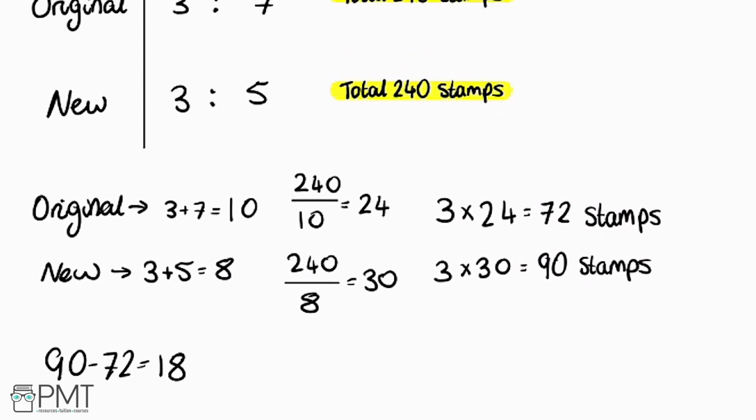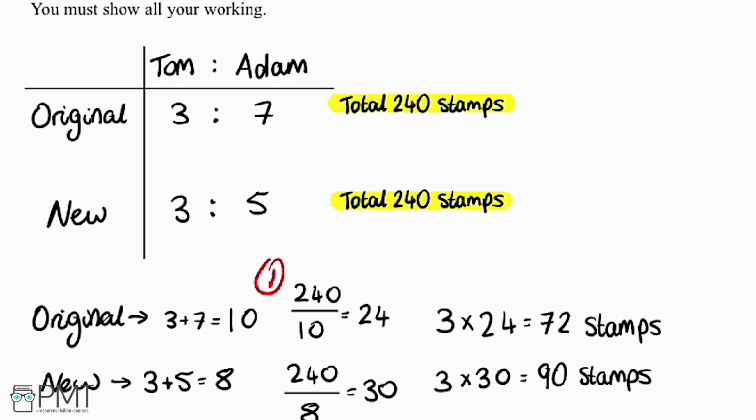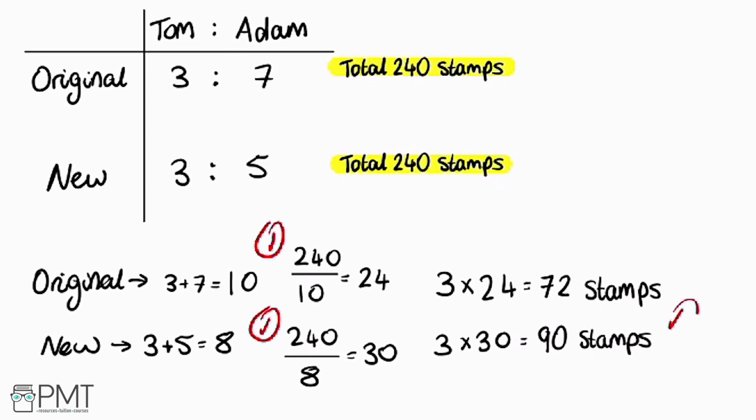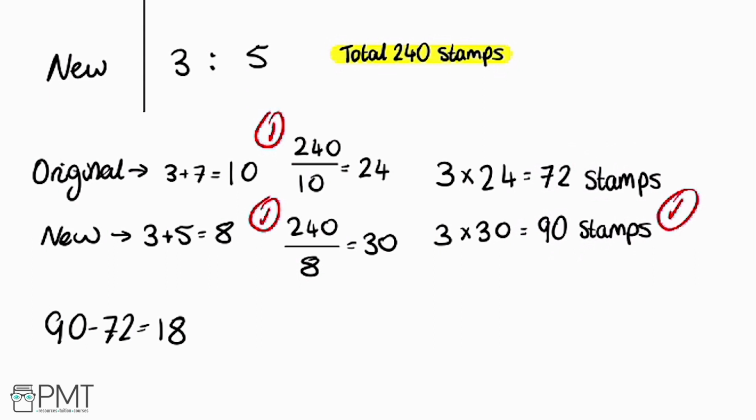the final answer. So going through, we get 1 mark over this step here, 1 here, 1 mark for this step here, and the final mark for taking the difference and getting the correct answer of 18.